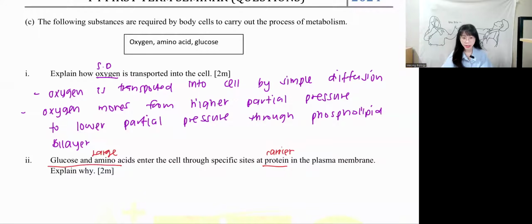Through which transport? For carrier protein with glucose and amino acid, what transport will it be? Not active transport. It has to be facilitated diffusion. The transport is called facilitated diffusion. When you write, you cannot write passive. You have to write facilitated diffusion.